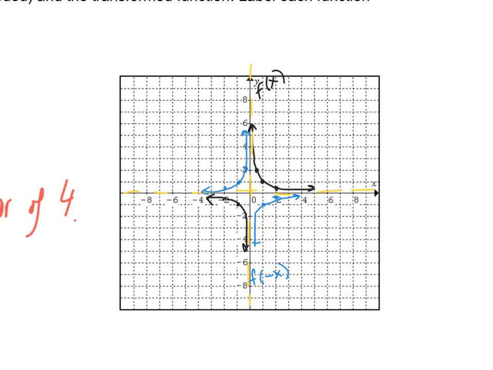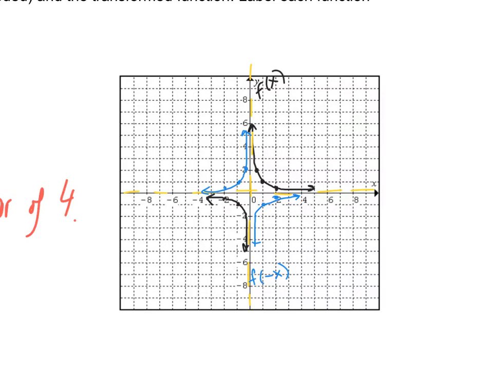And notice what happened to the x value. This x value used to be negative 0.5, or sorry, positive 0.5. Now it's negative 0.5. This one's 1, now it's negative 1. This one's negative 1, now it's positive 1. So it's the x coordinates that are being reflected.